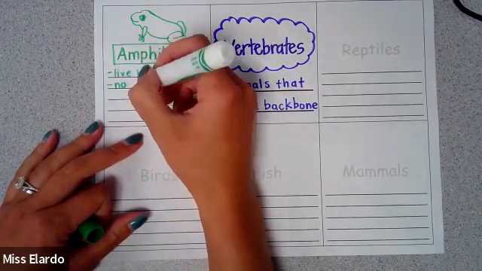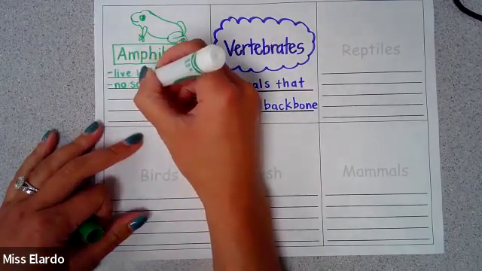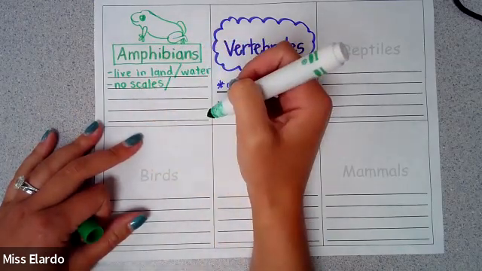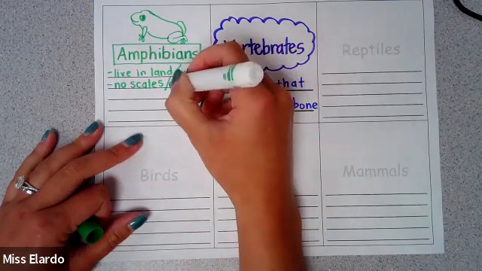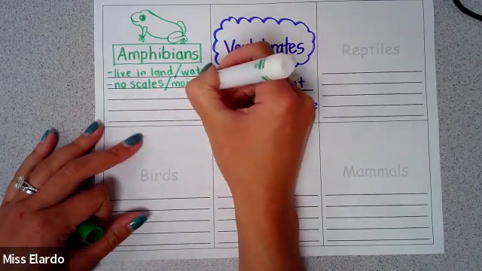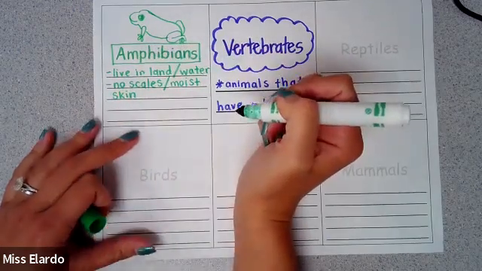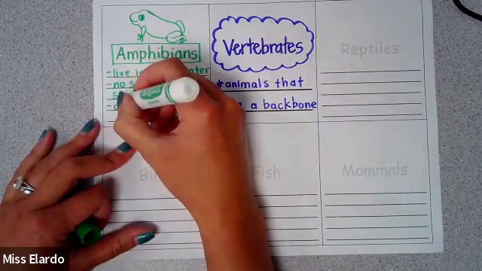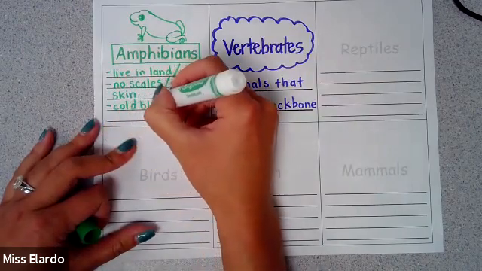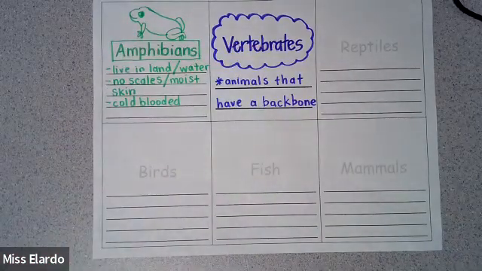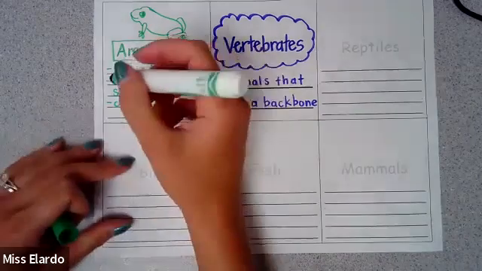Amphibians have no scales. And they also have moist skin. Kind of like slimy. It looks slimy a little bit. They are cold-blooded. That means that their blood inside of their bodies is much colder than other animals, such as us. We have very warm blood inside of us. We are warm-blooded.